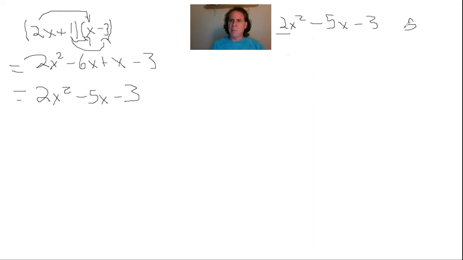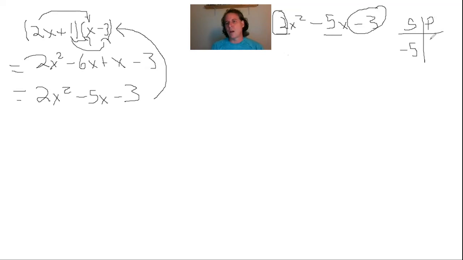So I start by making my sum product chart. And remember, what I'm really doing is trying to work backwards and figure out what brackets I started with. In my sum, it's negative 5, the coefficient of the x term, and my product is this number 2 times the constant term. So 2 times negative 3 is negative 6. I'm left asking myself, what two numbers add to negative 5 and multiply to negative 6? And the answer is negative 6 and positive 1.